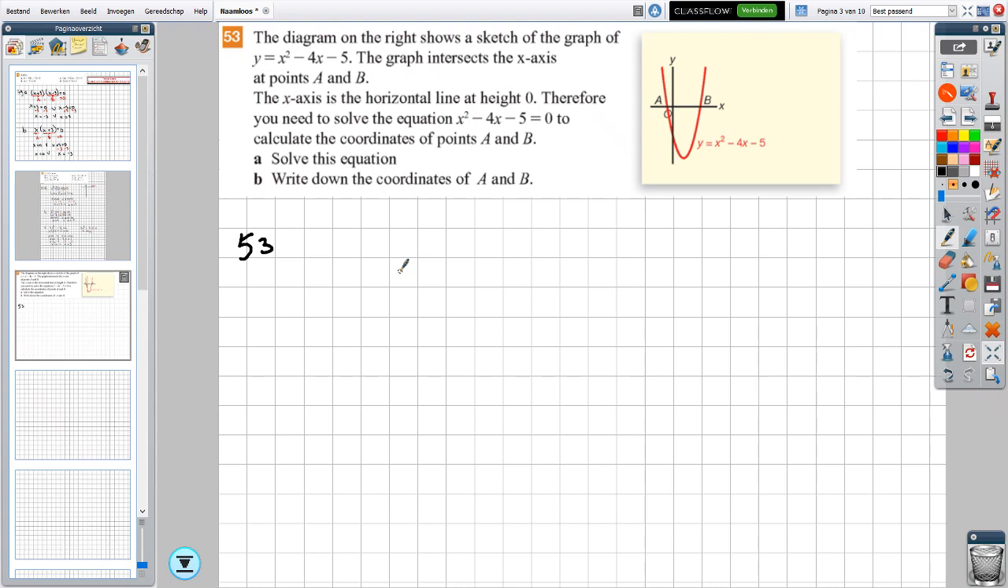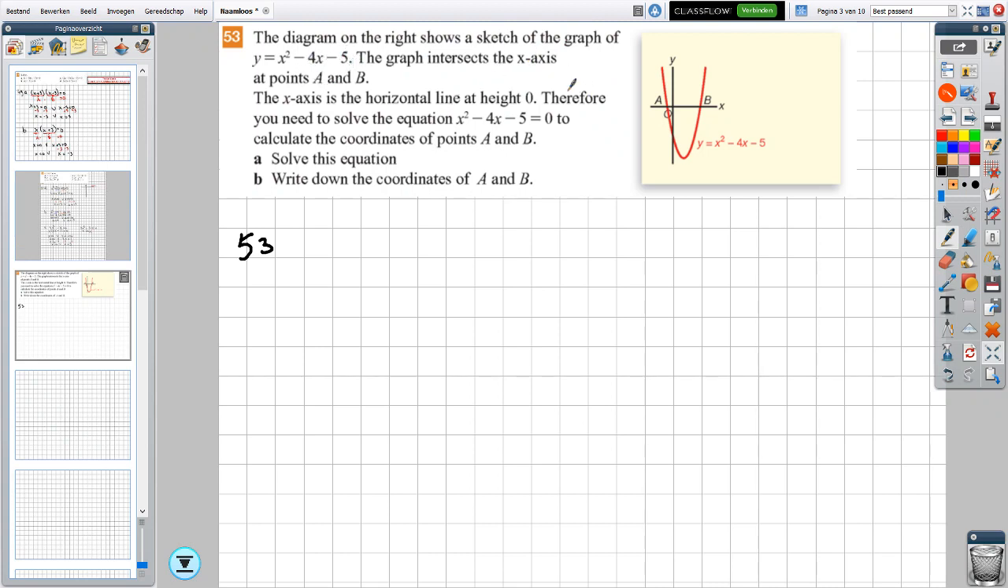Hey guys, we're going to take a look at exercise 53 of chapter 7.4, and up until now we haven't taken a real close look yet at parabolas. And it turns out that solving equations can also be something that you encounter when we're talking about graphs and parabolas. For example, take a look. The diagram on the right shows a sketch of the graph of y is x squared minus 4x minus 5.